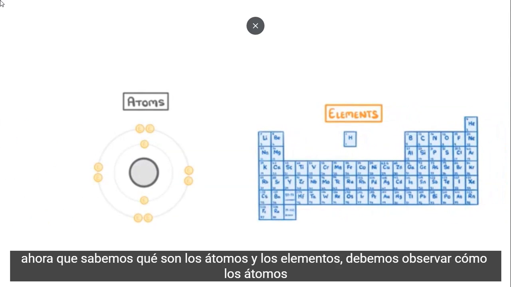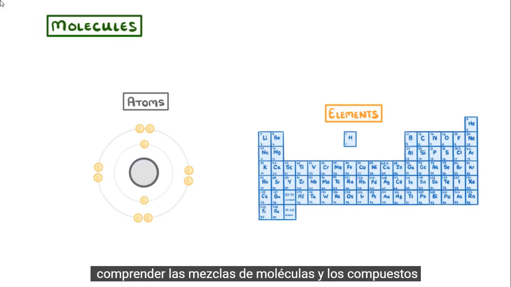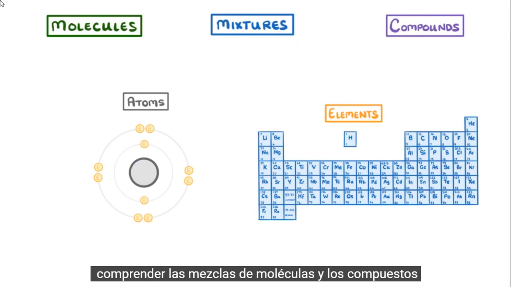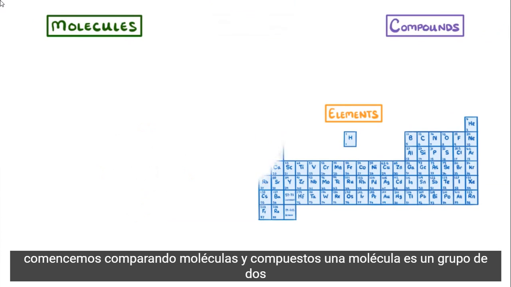Atoms and elements are, we need to take a look at how atoms actually exist in the real world. And to do this, there are three important terms to understand: molecules, mixtures, and compounds. Let's start by comparing molecules and compounds.